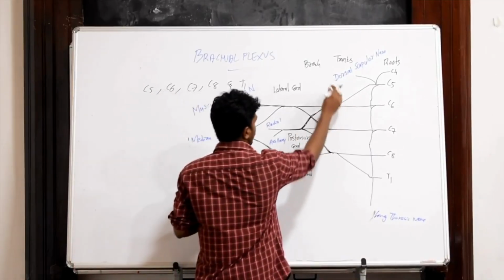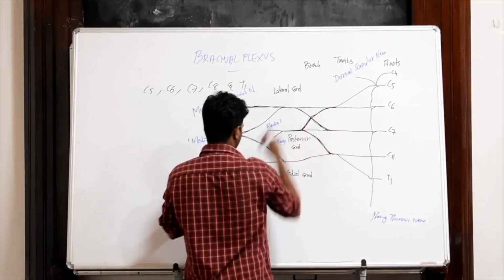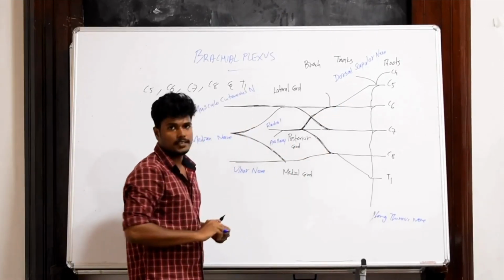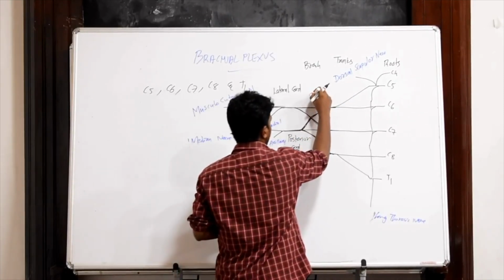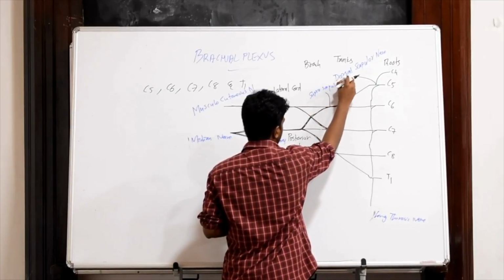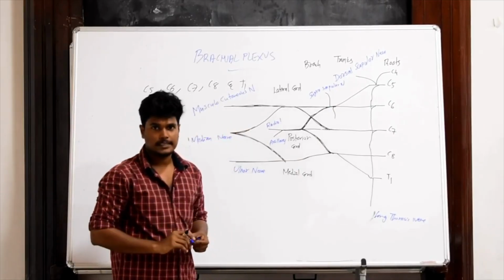Now here, this is the superior trunk, the middle trunk and inferior trunk. From the superior trunk arises another nerve which is called the suprascapular nerve. And another nerve which is coming down is called the nerve to subclavius.